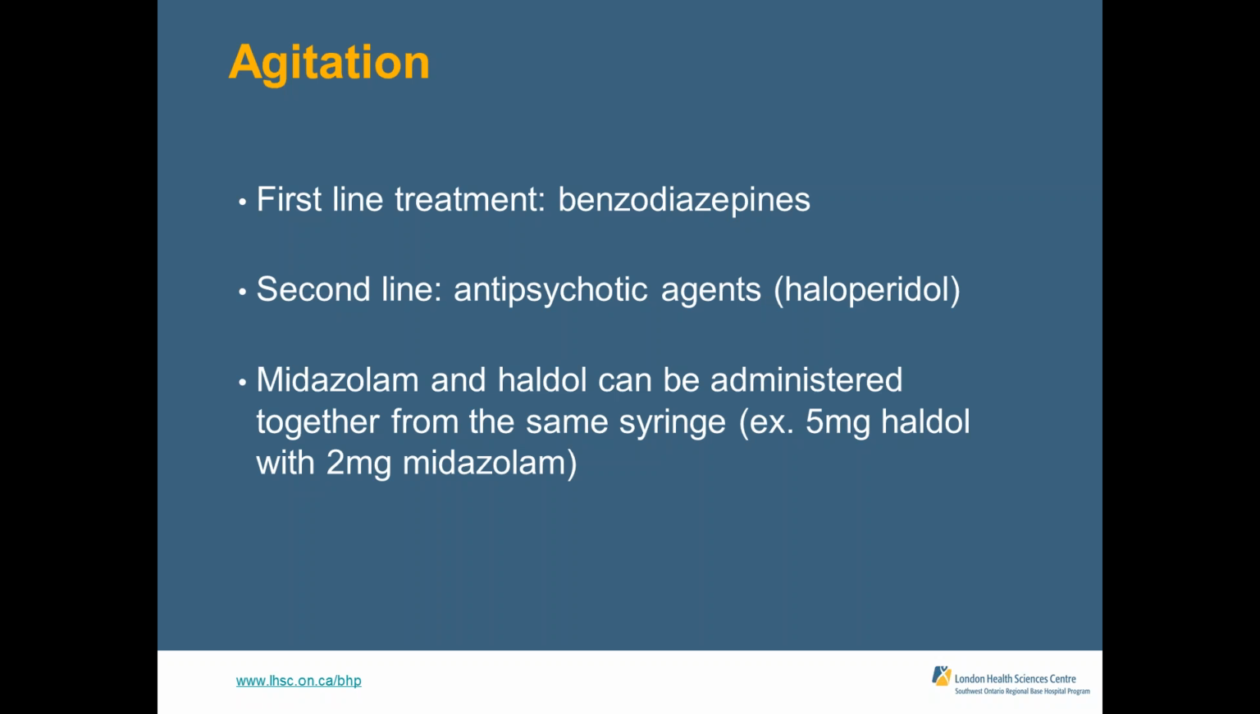And we'll also often use an antipsychotic agent like haloperidol, or Haldol is the other name. And the nice thing about benzodiazepines and Haldol is they can just be mixed into that same syringe and given to the patient in one poke. So what we'll often do is put 5 milligrams of Haldol along with 2 milligrams of midazolam or lorazepam into a syringe and administer that to the patient.